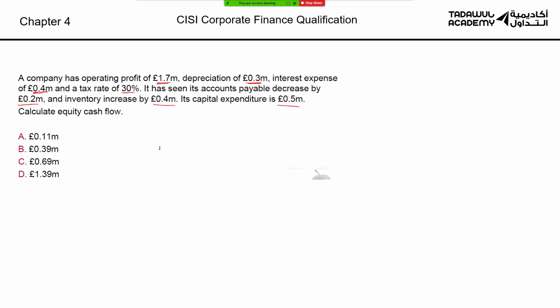So it's the EBIT minus interest, sorry, forgive me. The interest is 0.4. Adjusted for tax, 1 minus 0.3. Add depreciation, and the rest is the same as the previous example. Decrease in payable means we've used cash. Increase in inventory means we've used cash. Capital expenditure, we've used cash. So 1.7 minus 0.4, it's 1.3.